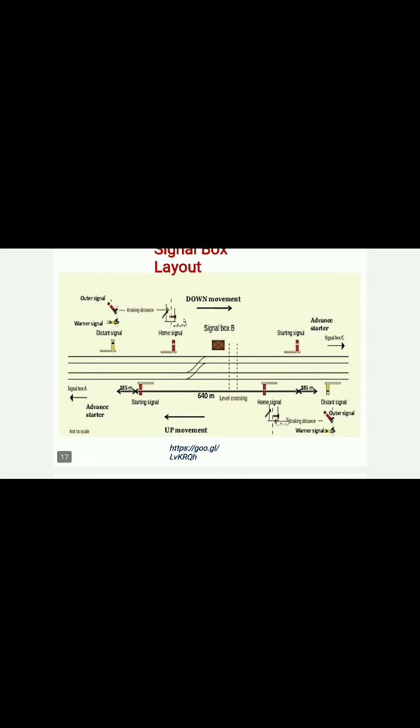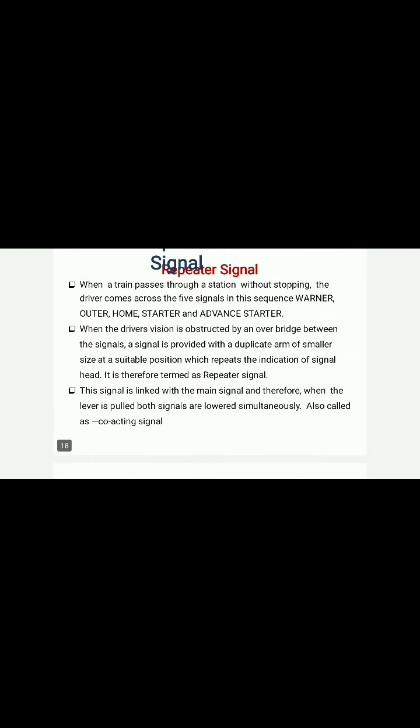So in this figure you can see the outer signal first, and then second the on signal and the starting signal, and then followed by the advanced starter on both the sides. So on the upward side and the downward movement.